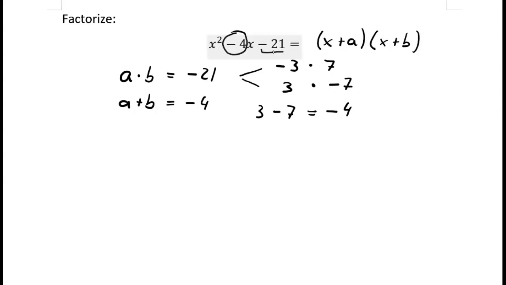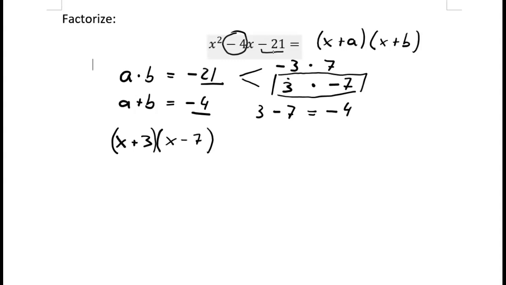So we have this fulfilled and we've got this fulfilled, and we can easily break it down into these two terms. We can write x plus a, so x plus 3, times x minus 7. So for a we've got 3, and for b we've got negative 7. And a times b gives negative 21. a plus b, 3 minus 7, gives negative 4.